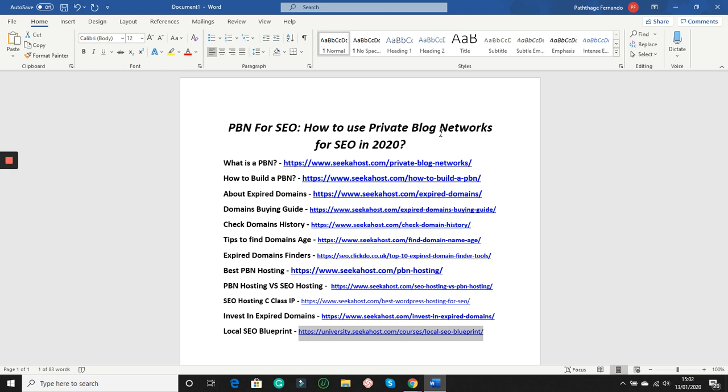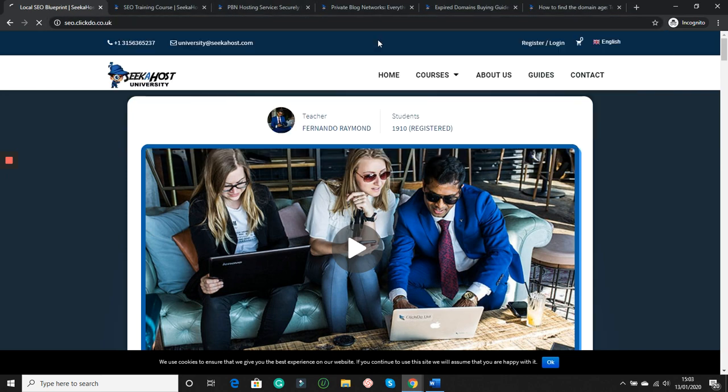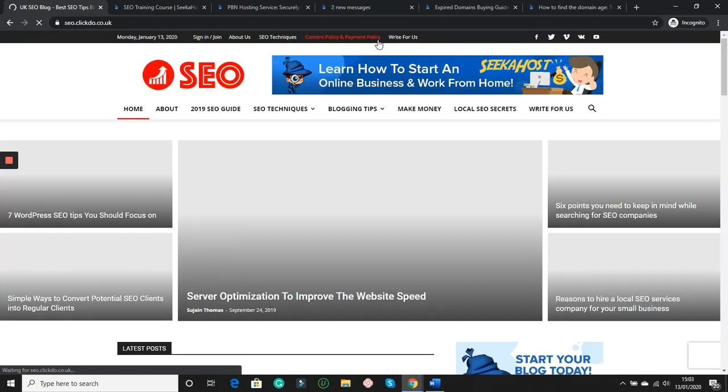seo.clickdo.co.uk, which pops up in the top 3-4. You can see it's a very SEO-relevant blog. It's not talking about anything else, just SEO stuff: backlinks, search optimization, that kind of thing. It really ranks, and it powers up the sites it links to. You can go and see this example of how we have built it. This is the kind of blog you want to build if you want to get any kind of power from your private blogs to your money site.